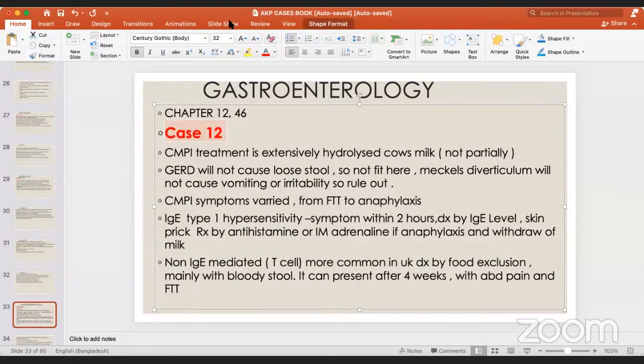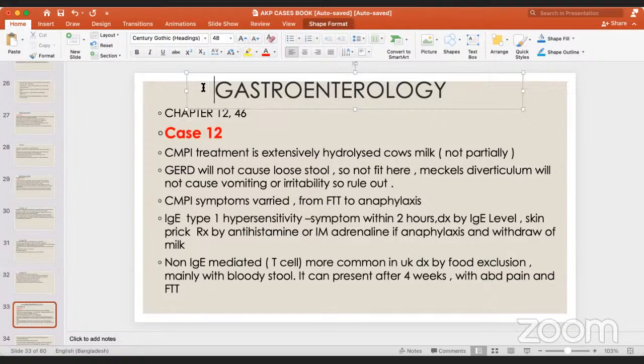We all know. Now tell me, one type is anaphylactic, that is immediate, IgE mediated, right? Another type is which type? Non-IgE mediated, right? So can you tell me what is the mechanism of non-IgE mediated? Actually, this is not a true allergy, okay? This is T-cell mediated, okay?